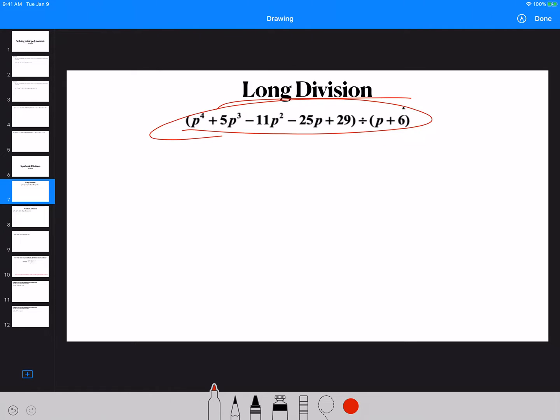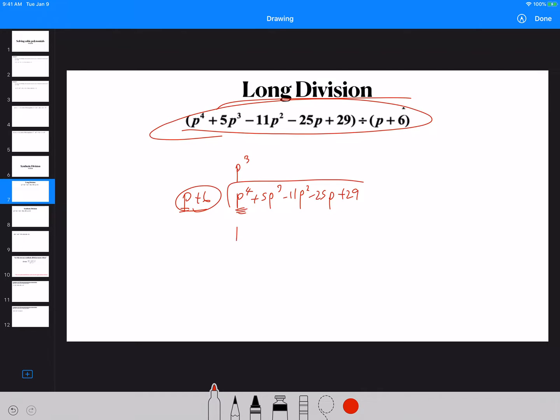I want you to take a look at the first problem here and just look at how much work you will have to end up doing by doing the long division. So you would write p to the fourth plus 5p cubed minus 11p squared minus 25p plus 29. Now I'm giving you quartic functions, believe it or not, instead of giving you cubic like before, and you're going to have to put your divisor over here. Ask yourself how many times can p fit in p to the fourth.